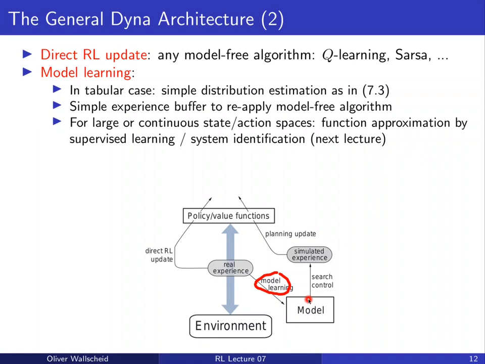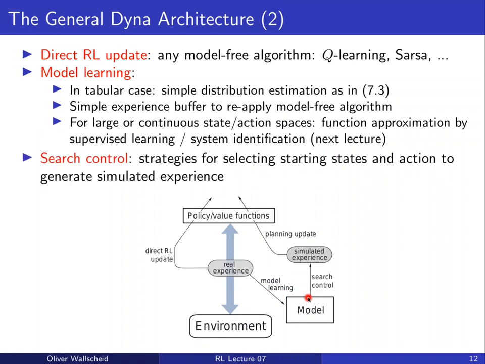So that could be possible approaches then for model learning. And then search control, last but not least, this point here. These are then the strategies for how we are generating simulated experience in order to do planning steps. Because if we have a model, we have different degrees of freedom in how to use that model and add up to that simulated experience buffer here.